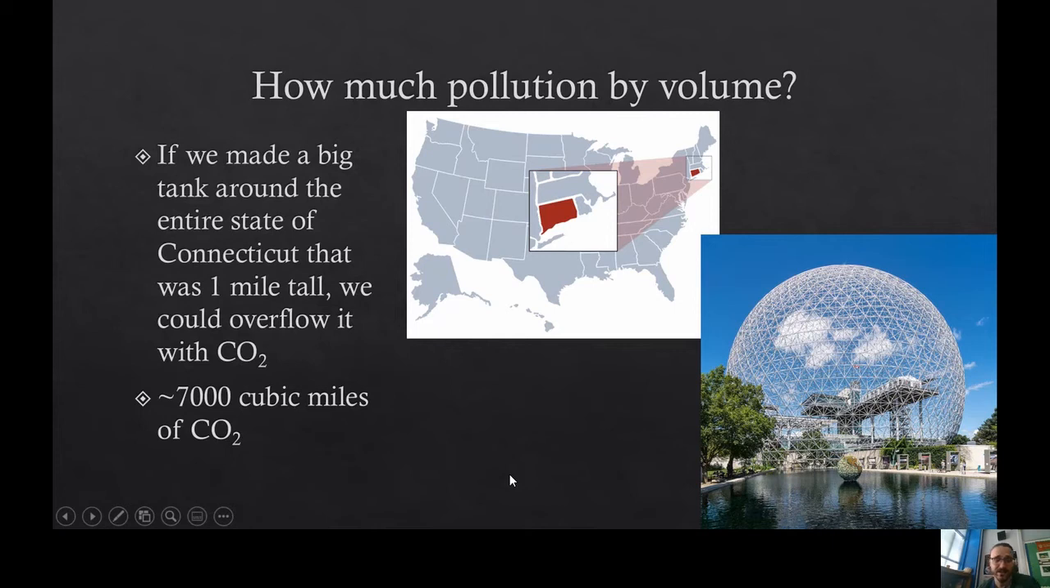And we do that each year. Every year we release that much. So imagine that year after year after year, obviously that's going to build up a lot of carbon dioxide in the atmosphere.